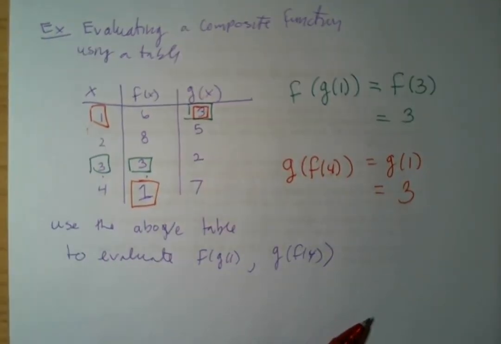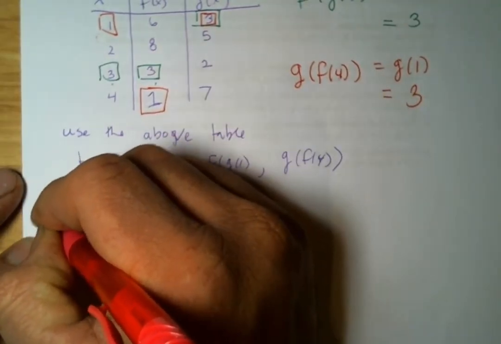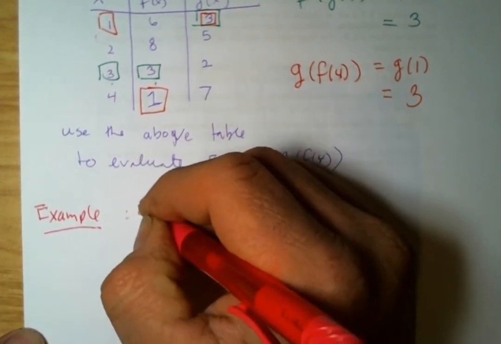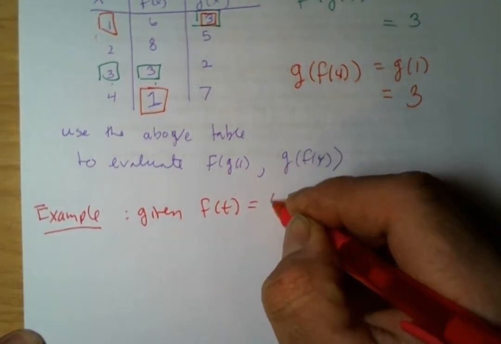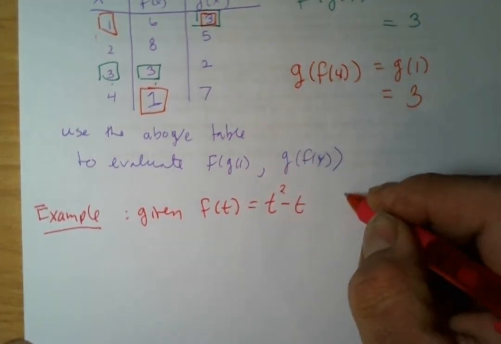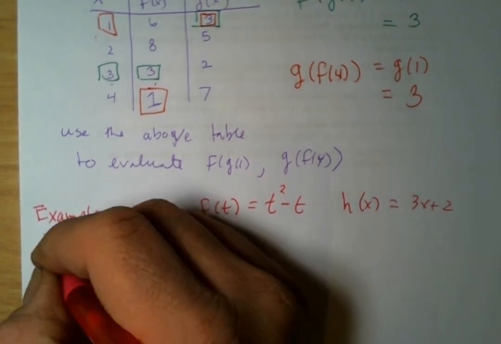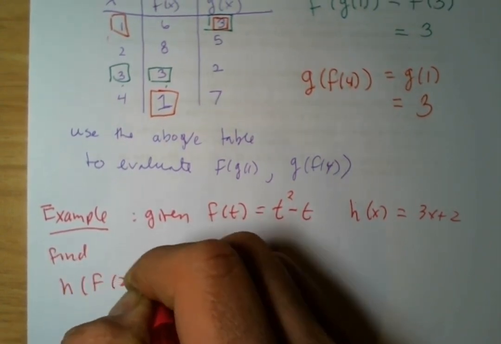All right. Now, what if we just had two functions and we want to evaluate equations, essentially? Not a table, we have two functions and we're given the rule, the equation. All right, so for example, given f of t is equal to t squared minus t, and h of x is equal to 3x plus 2. Find h of f of 2.